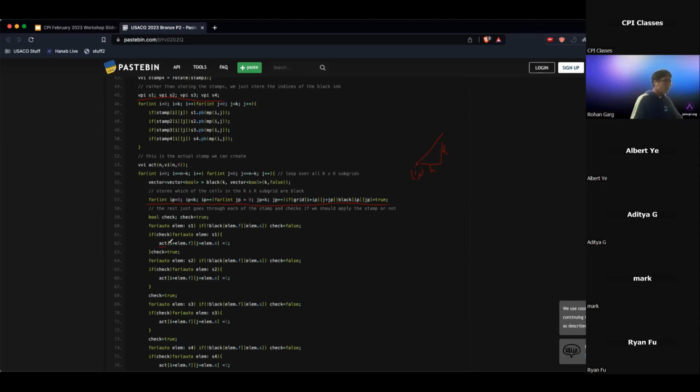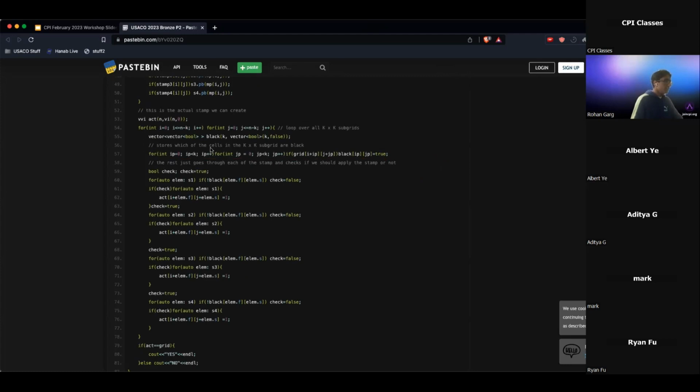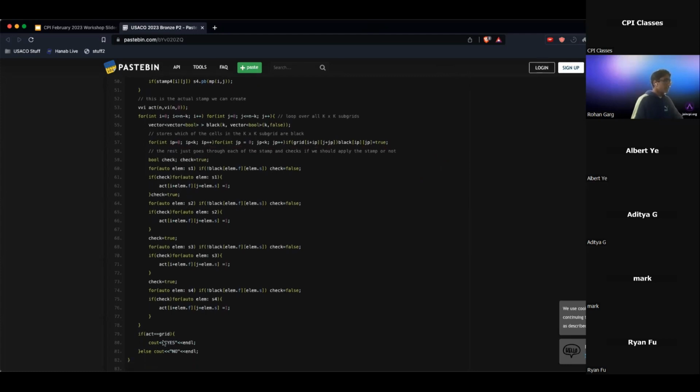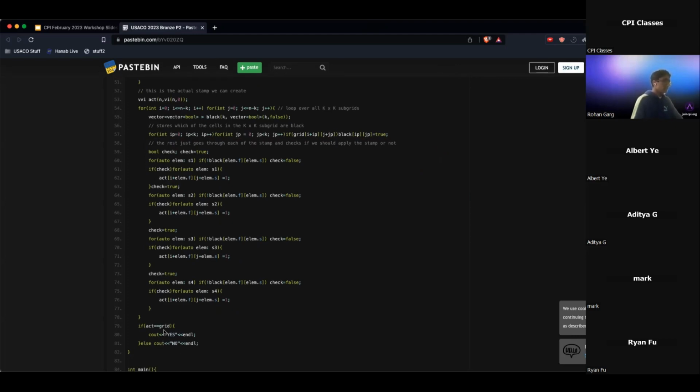So now I copy pasted this 4 times to do this for all the 4 stamps, and then at the end of our code, you just check if the final grid is equal to the grid that we can actually get. If it is, then we say yes, and if it's not, then we say no.